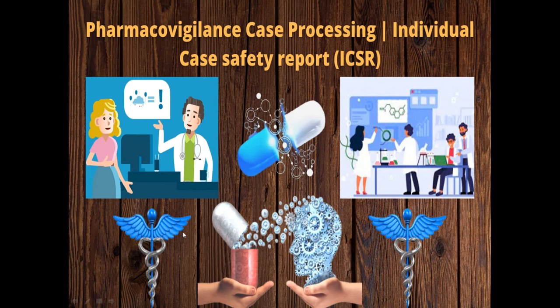So today's topic of discussion is pharmacovigilance case processing, or ICSR case processing, which is individual case safety report processing. This topic is the most important topic of this pharmacovigilance course, as this will explain how to process a pharmacovigilance case. What do we do basically in the pharmacovigilance database, the various databases which are available for reporting of adverse events. So this topic will provide a detailed idea about all those things.